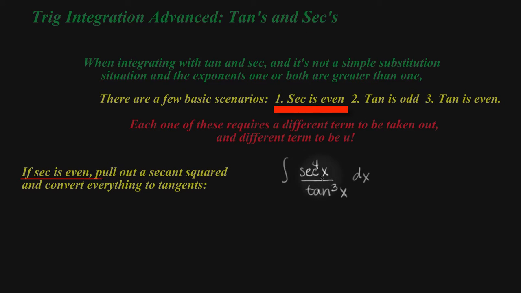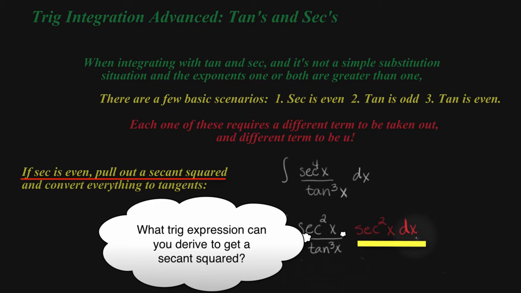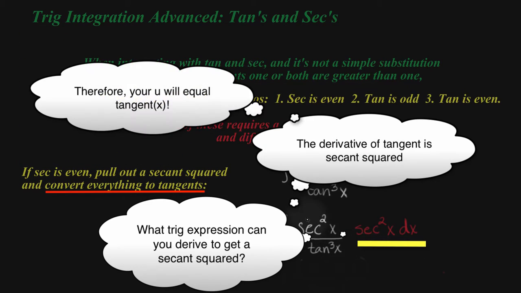So what you can do is set aside the secant squared that was discussed, and that'll be your du term. So this right here is your du, and now our goal is to convert everything left that's not a tangent into a tangent, so we need to convert this into a tangent.